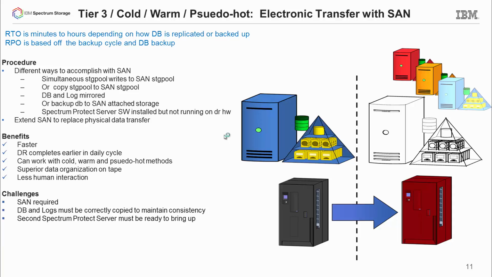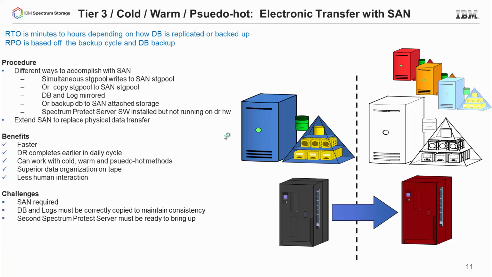And so then if a failure happened, all you'd have to do is bring up your DR server, point it to the SAN attached copy of your storage pools. You'd probably want to run an audit just to make sure it knows where everything's at in that SAN attached copy. And then you could start your restore. In this page, we are basically using a storage area network instead of a courier to take the tapes and the copies of the storage pool and database offsite.